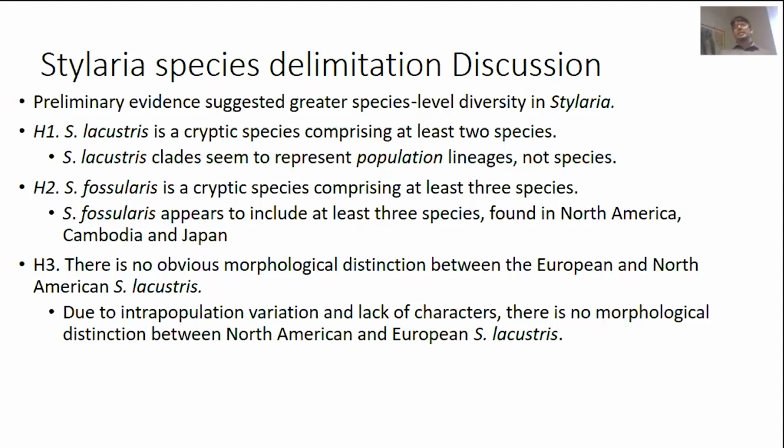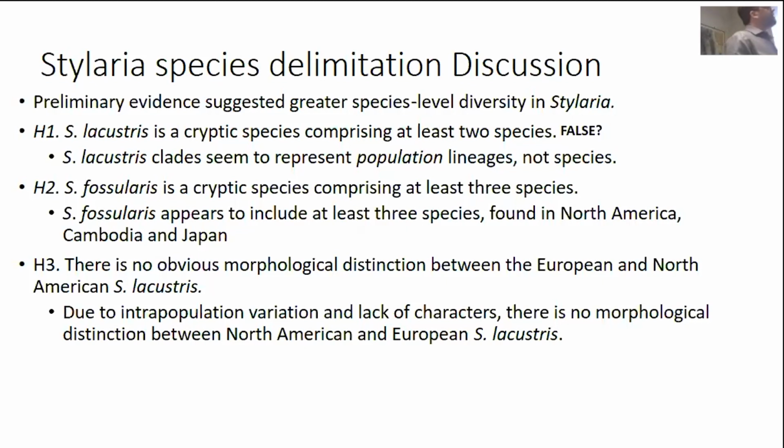But because the data is too ambiguous, I'm more inclined to think that for now, maybe it's just all one big population, different population lineages and not species lineages. So false, question mark. More sequencing and sampling would help with that.